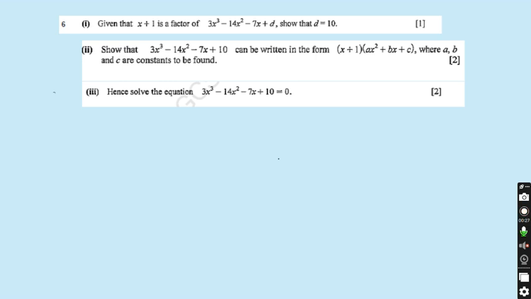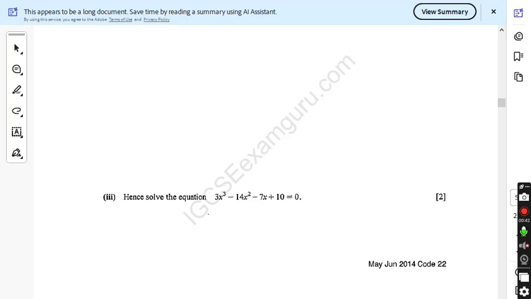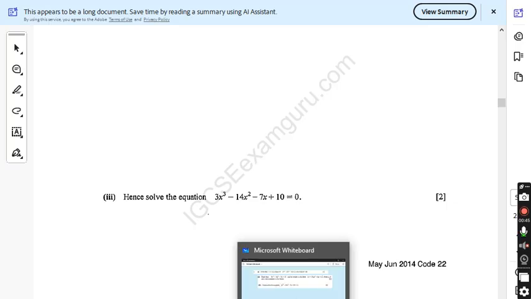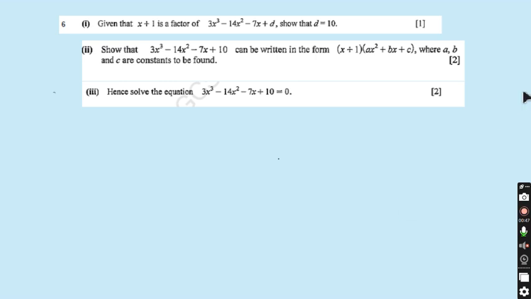Students, in the last lecture we did question number 5 from past papers. The topic was the factor theorem. Today we will do question number 6. This question came in May-June 2014 paper 22, and the question is, you can see on your screen, part 1. Given that x plus 1 is a factor of 3x cube minus 14x square minus 7x plus d, show that d is equal to 10.